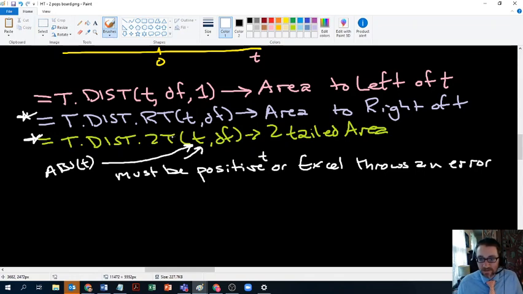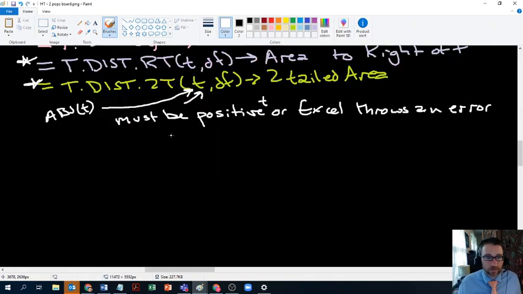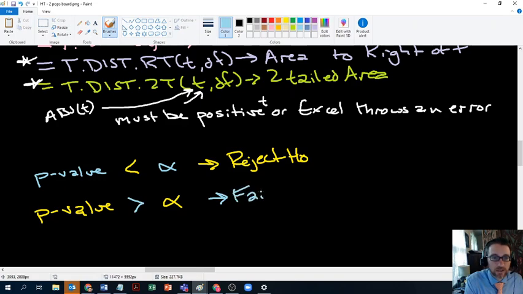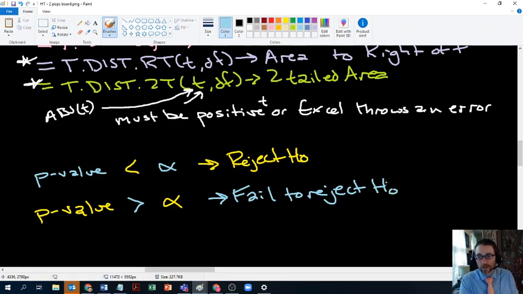Okay, once we have our area, the correct area, we get a p-value. Then what we have to do is compare our p-value to alpha, right? If our p-value is less than alpha, then we reject the null and accept the alternative. On the other hand, if we've got a p-value greater than alpha, then we would fail to reject the null. And those are the two conclusions we can come to. In that case, it's an inconclusive test.